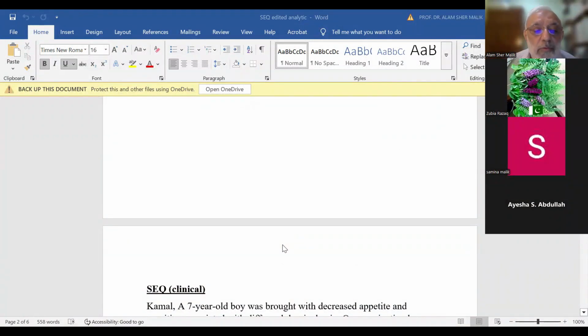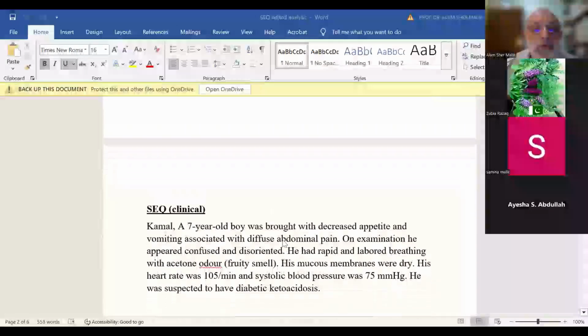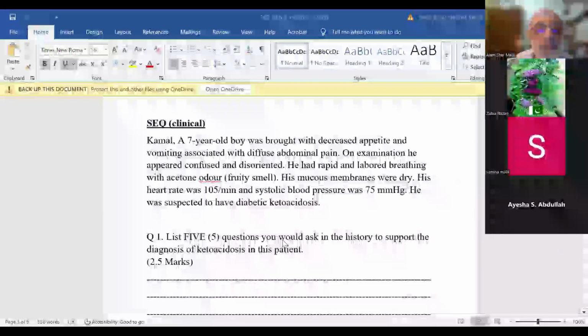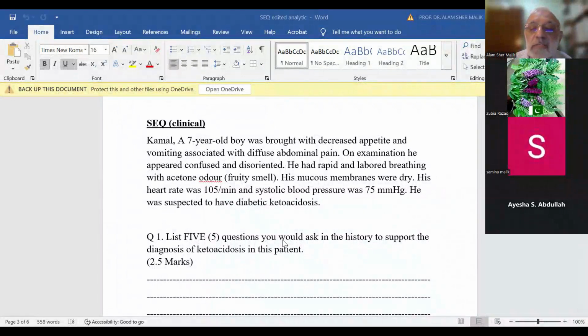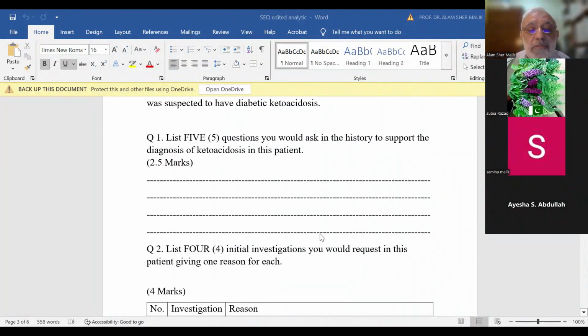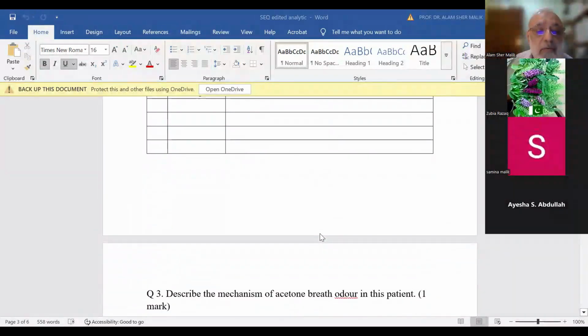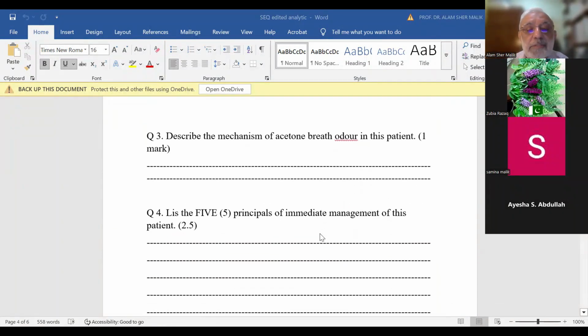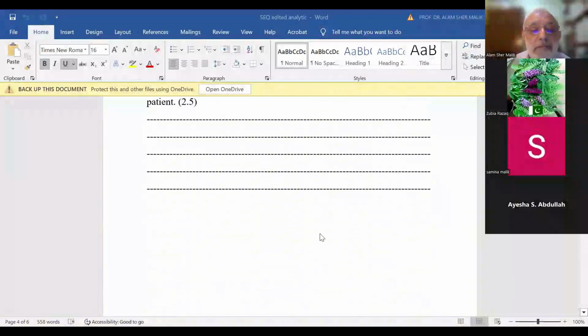Now, if we want to use the same scenario for clinical, then our questions would be different. First question: list 5 questions you would ask in the history to support the diagnosis of ketoacidosis in this patient. Question 2 can be: list 4 initial investigations you would request in this patient, giving 1 reason for each. Then: describe the mechanism of acetone breath odor in this patient. Then: list 5 principles of immediate management of this patient.